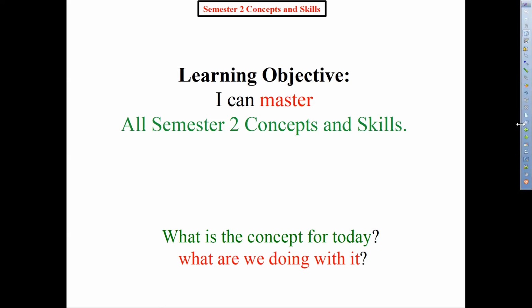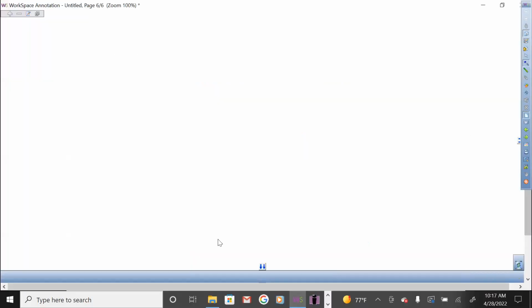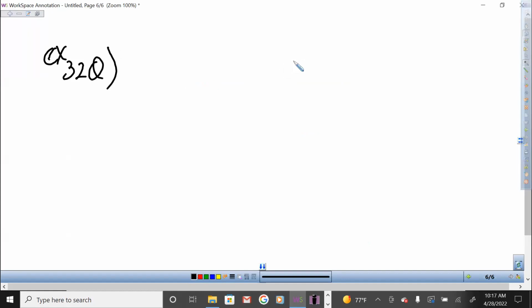So go to your Cornell Notes and I want you to write example number 32Q. Write this down. We got 5 to the x plus 12 exponent equals 125 to the x exponent.